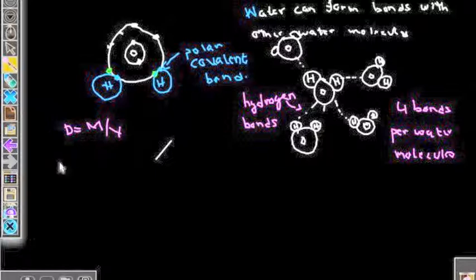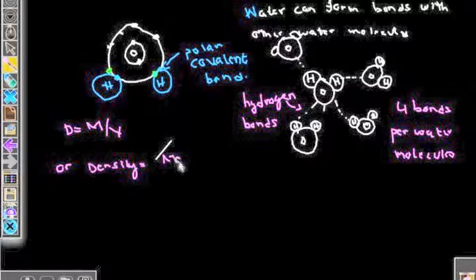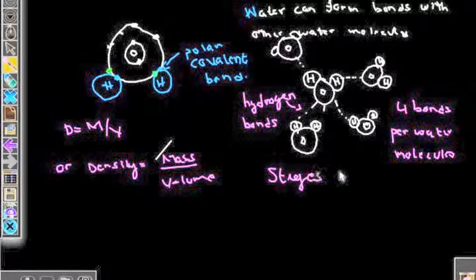And so now, in order to calculate the density, which will be tested on the HSA test, it's mass divided by volume. Mass will be in grams, and volume will be in liters. And other ways they can test it is in milligrams and milliliters.